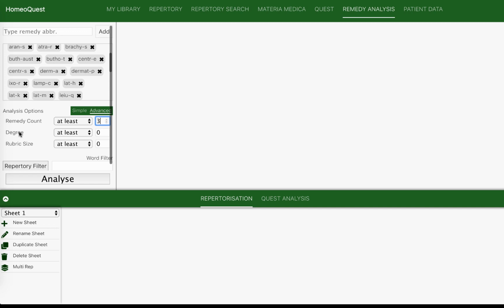The second is degree, which means the grade of the remedies you want in the common rubrics of the spider group. I'll keep this blank because I want all the remedies in every grade possible. The third one is rubric size, which means how big or how small the common rubric in the spider kingdom should be.